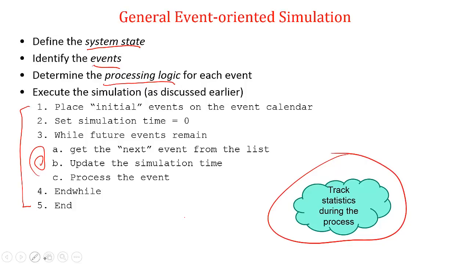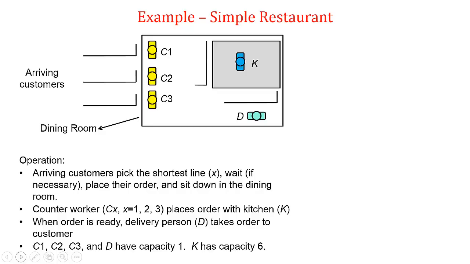So let's look at another example. The example that we're going to look at here is a little bit more comprehensive than our previous examples. What we have is a simple restaurant where we have arriving customers.